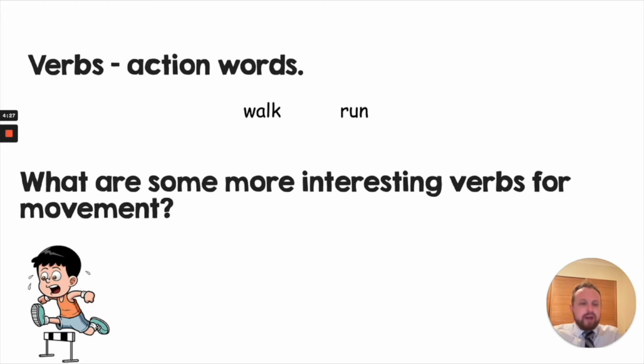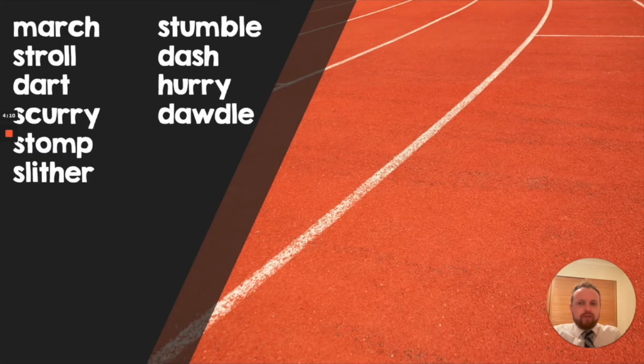So in terms of how we move, we often walk or run. But can you think of any more interesting verbs that describe movement? So more interesting verbs for movement. Well, don't worry if you can't think of any, because we are going to go through some, okay? So I've got a list here of some different verbs which might help you today. I've got march, stroll, dart, scurry, stomp, slither, stumble, dash, hurry, and dawdle.